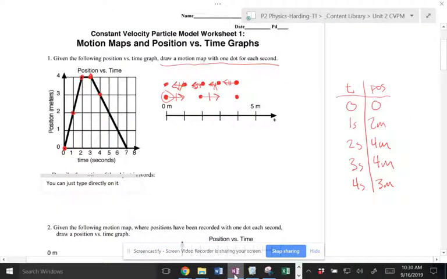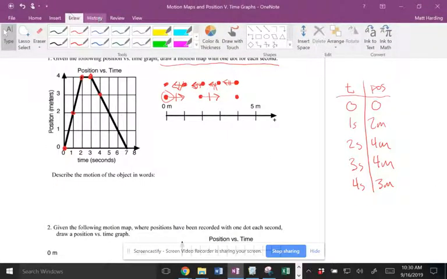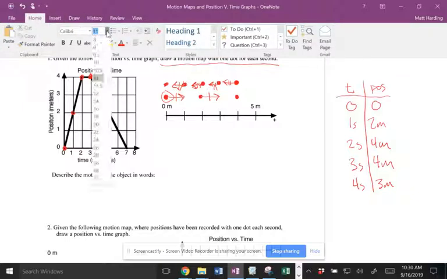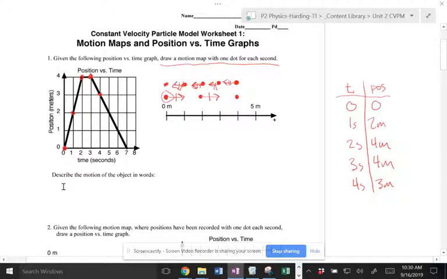So all that's left is the written description. I'm going to give you a bigger font size, though. Let's go with the 20-point font. Yeah, there we go. All right, so go ahead and type in your written description.